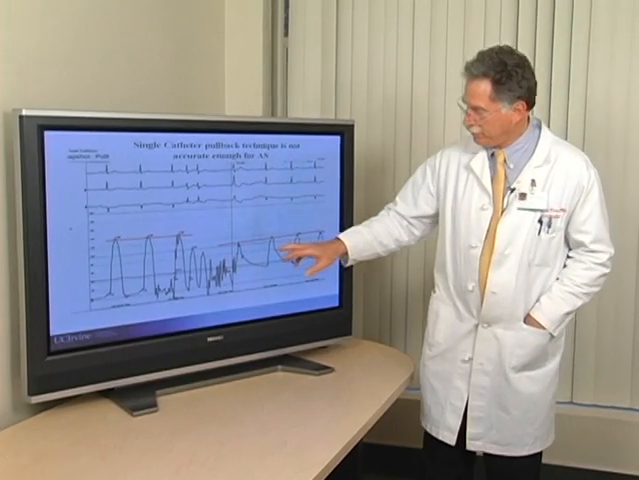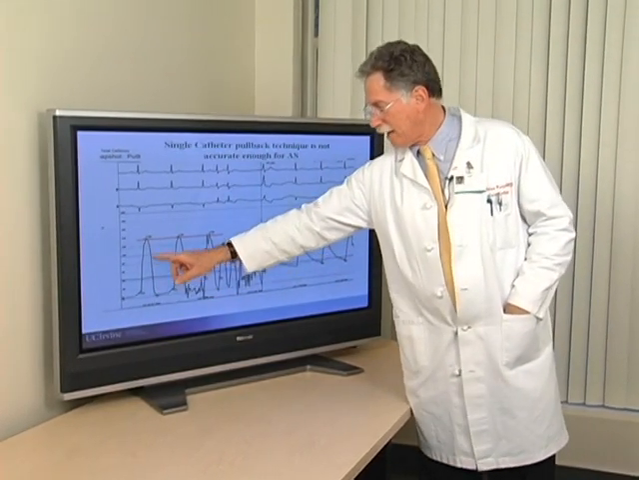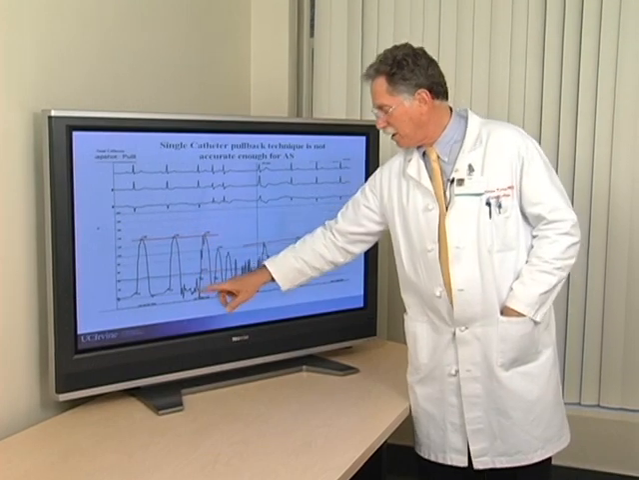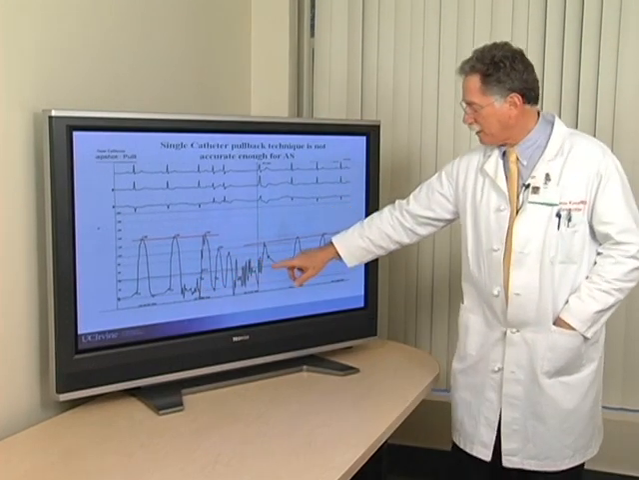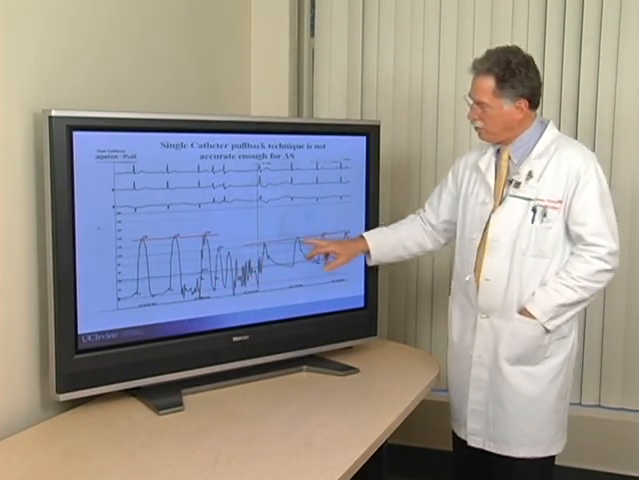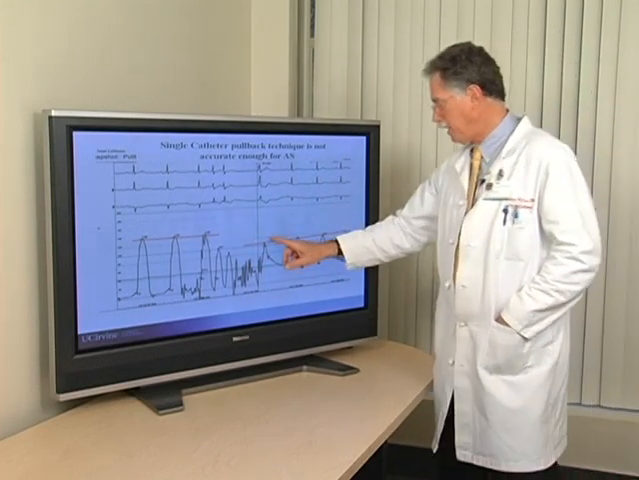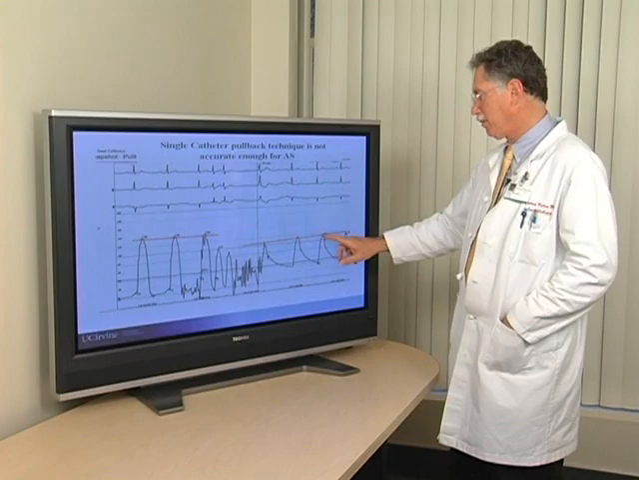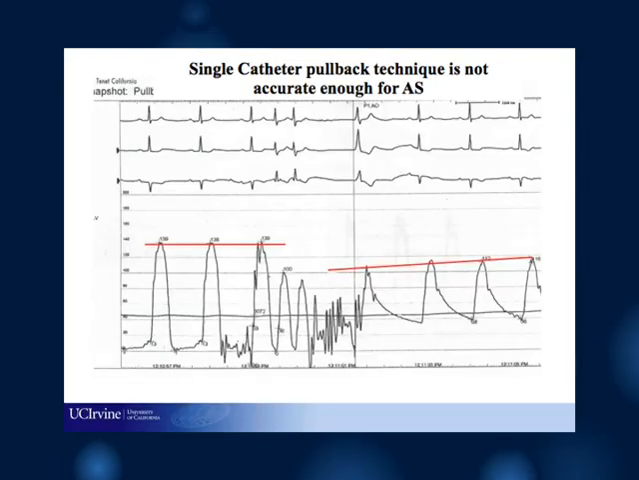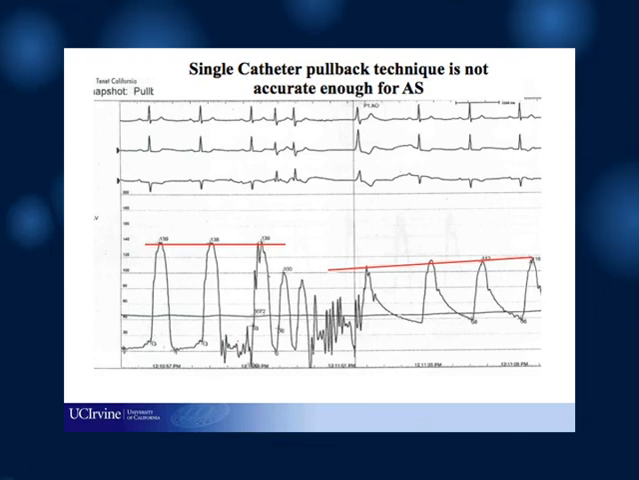Here's that example. We pull a single catheter from the LV out the outflow tract and into the aorta, and we can ask the question, does this person have aortic stenosis? Well, on this beat, yes, yes, maybe, and yes. But how severe is the aortic stenosis? We can't rely on a single catheter pullback. I'm going to show you our matched pullbacks in just a second.